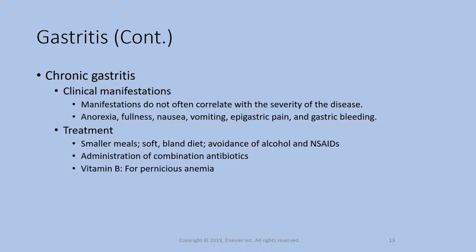Chronic gastritis manifestations also correlate with severity of the disease: anorexia, fullness, nausea, vomiting. Treatment: smaller meals, soft bland diet, avoidance of alcohol and NSAIDs, administration of a combination of antibiotics, and vitamin B12 for pernicious anemia. Just remember, chronic gastritis is probably an indication of some other major social or economic problems, so you really need to make sure you have a good understanding of what the cause is.